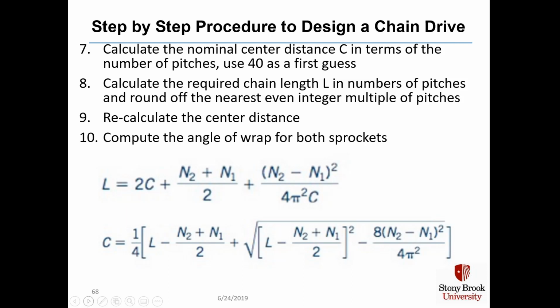You then calculate the required chain length L in number of pitches and round off to the nearest even integer number of pitches using the formula below. Recalculate the center distance in terms of pitches using the formula below and compute the angle of wrap for both sprockets. If you want to calculate L and C in inches or millimeters, first get the number of pitches and then adjust for the actual pitch in terms of inches or millimeters.